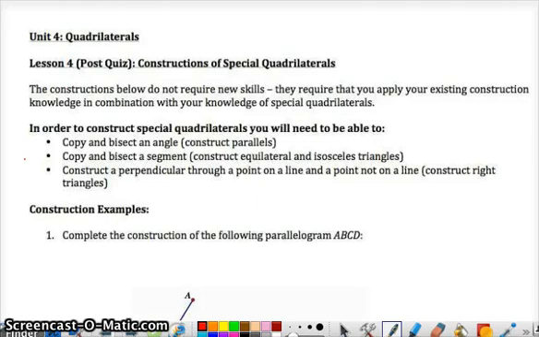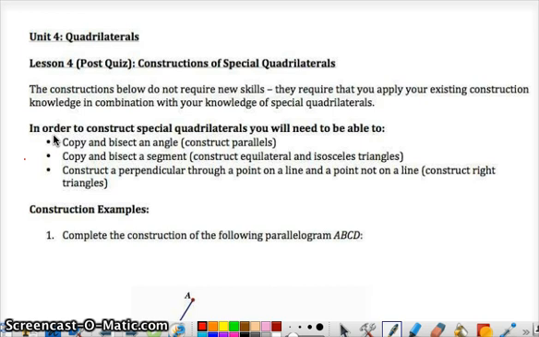Right, this is our construction part of the unit. So we're going to go back to the compass and straightedge again. So hopefully you have that at your desk right now. And a lot of these skills, or all of these skills, none of them are new. It's just putting together old skills that you can see listed here in order to complete the constructions for this unit.